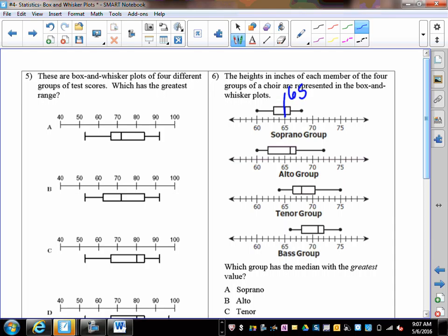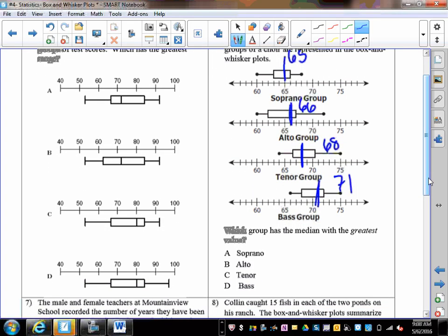65. And Jaylene, I haven't picked on you yet. What's my median for my alto group? Jonathan, I'm going to pick you for tenor, and Cotton, I'm going to pick you for bass. All right, go ahead. Good. So my alto group has a median of 66. Jonathan, what about my tenor group? 68. Beautiful, 68. And Katya, what about my bass group? Good, 71. So which one has the median with the greatest value? Bass, good.